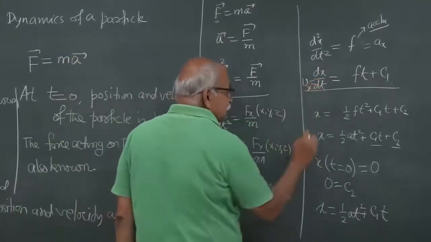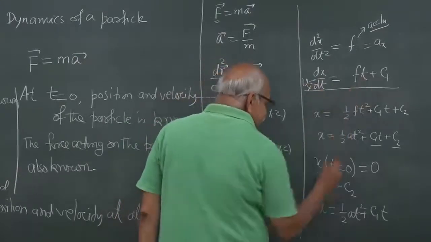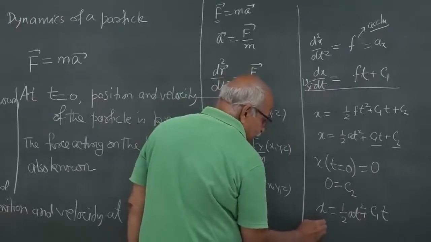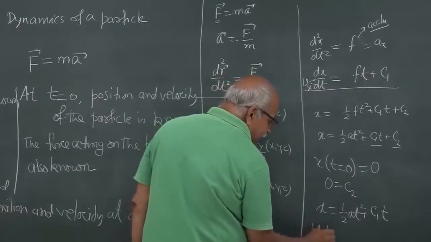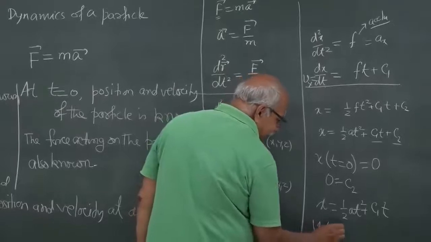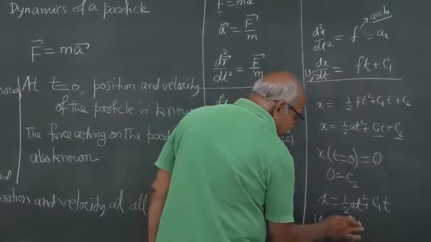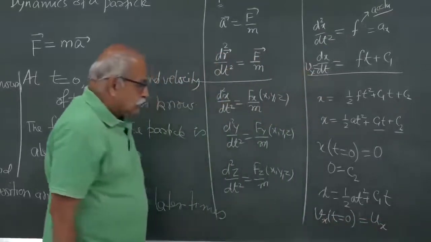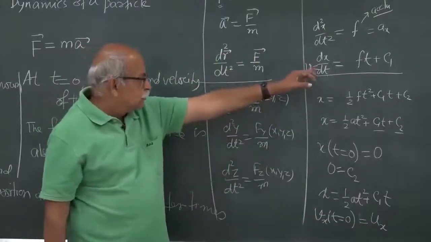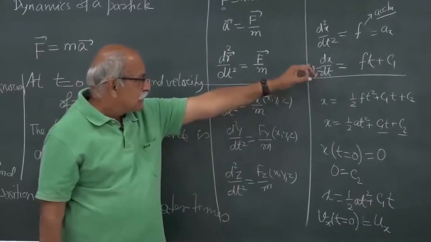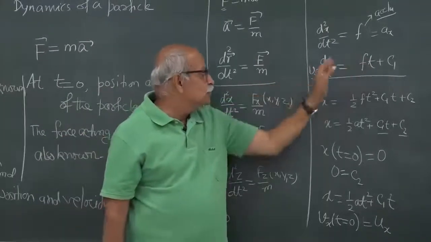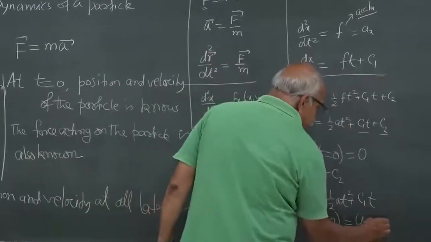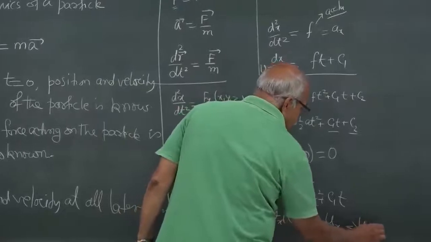So, if I use this information that at t equal to 0, the x component of velocity at t equal to 0 is known, and I call it ux, then I can use this equation, put t equal to 0, ux is equal to c1. So, if I put it here, this gives me ux is equal to c1.